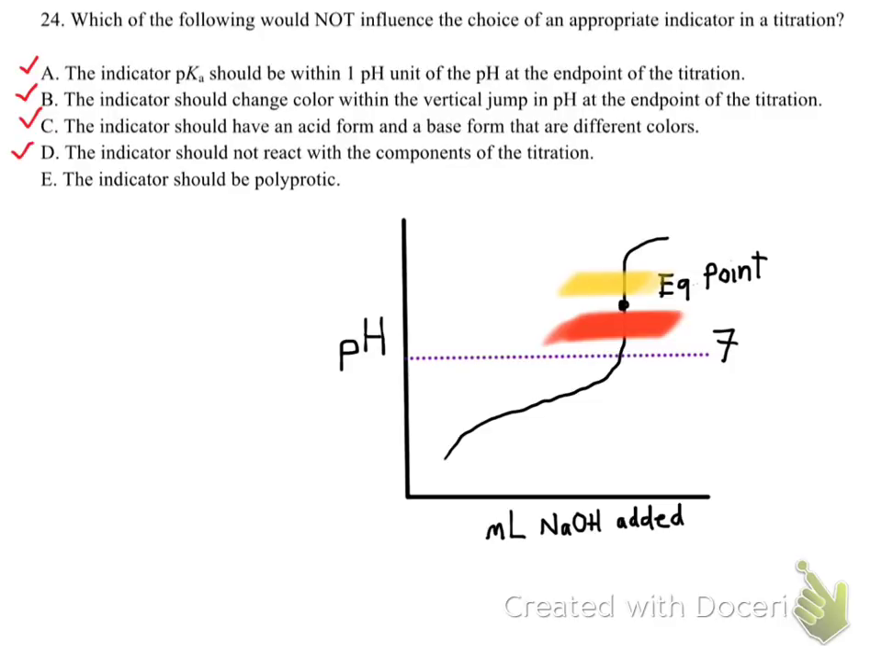And then finally, the indicator should be polyprotic. Oh no, if it's polyprotic, that means there's lots of different forms. That's not really a consideration here. So, choice E ends up being the answer because that's the one that's false. So maybe I shouldn't have crossed that out. False.